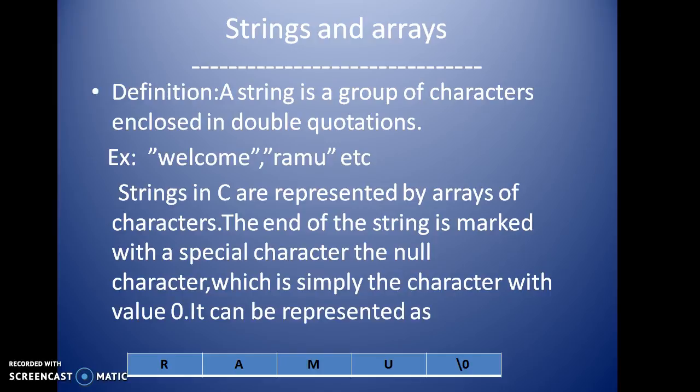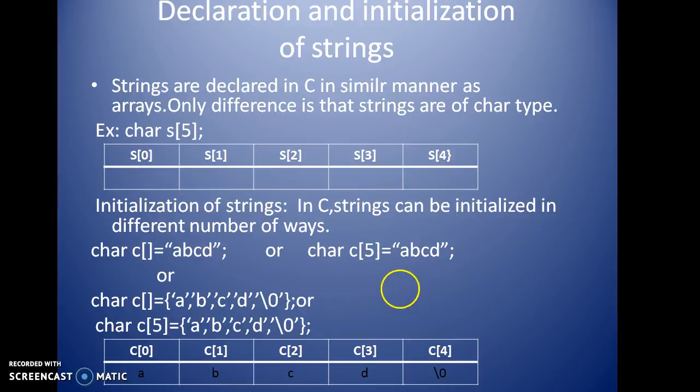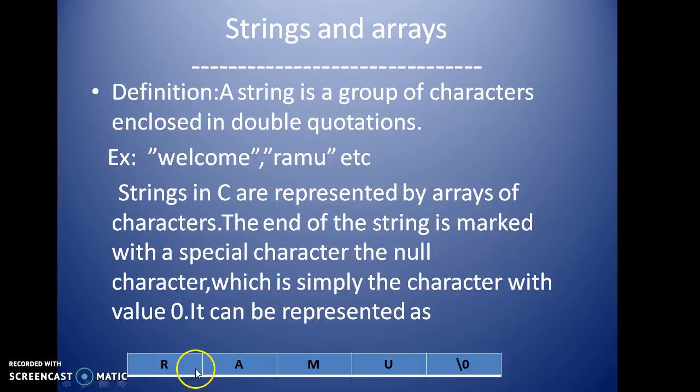How can we represent strings in C? Strings in C are represented by arrays of characters. The end of the string is marked with a special character, the null character, which is simply the character with value 0. That's why it is called the null character. For example, in one cell, one character can be written like this. Suppose there are 4 characters, but each string should end with the null character. That's why in the last cell we have written the null character.